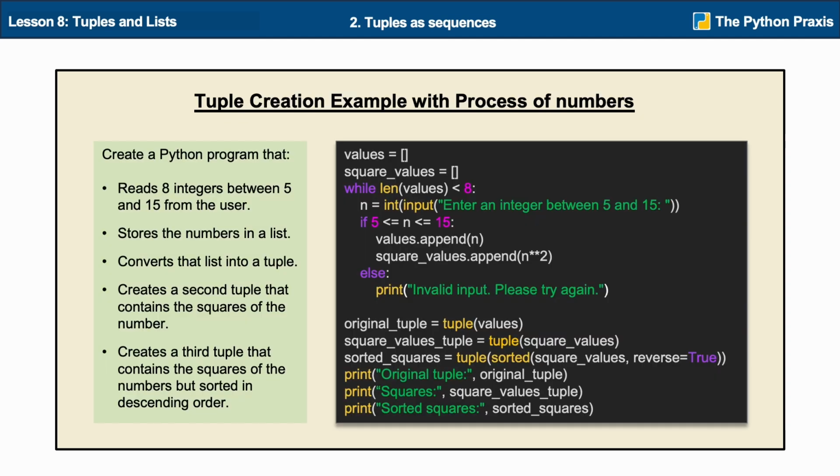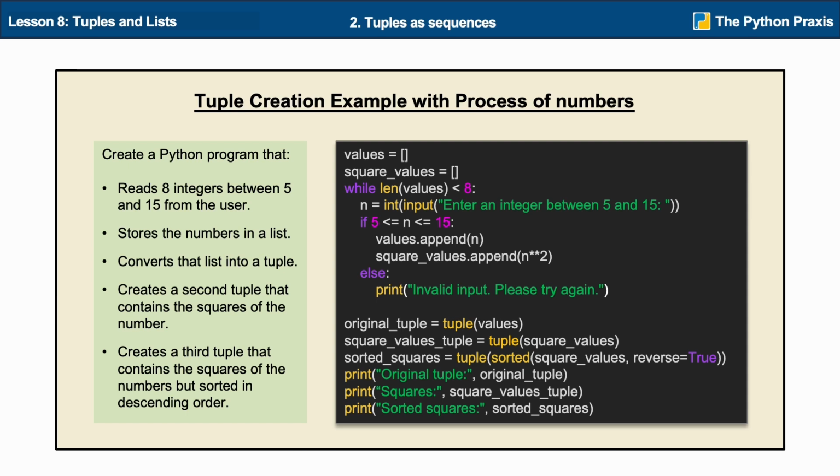Here is another hands-on tuple creation exercise that includes processing of numbers. We want to create a program that reads 8 integers between 5 and 15 from the user, stores the numbers in a list, converts that list into a tuple, creates a second tuple that contains the squares of the numbers, and creates a third tuple that contains the squares of the numbers, but sorted in descending order. Alright, let's walk step by step through this program together. It combines user input, lists, tuples, and sorting. By the end, you'll see how numbers can be transformed and stored in different data structures.